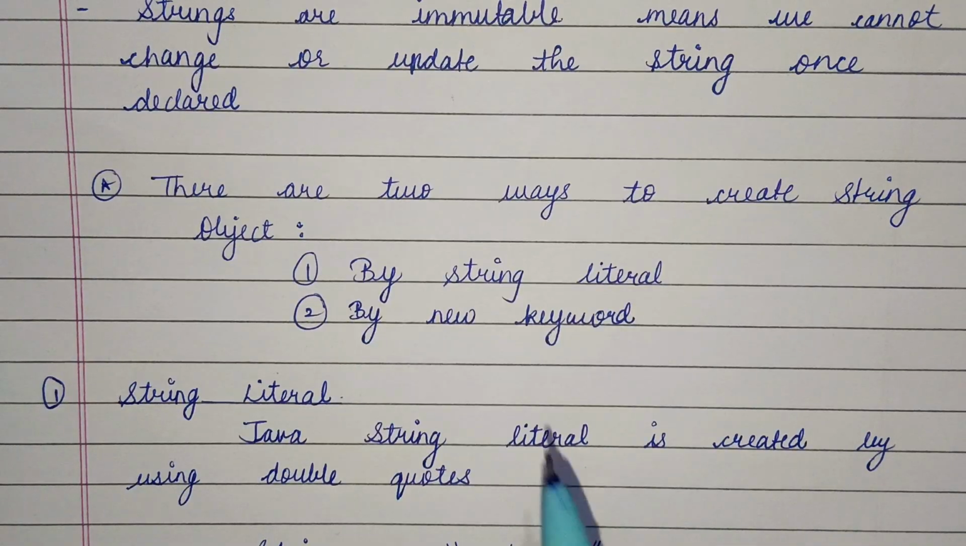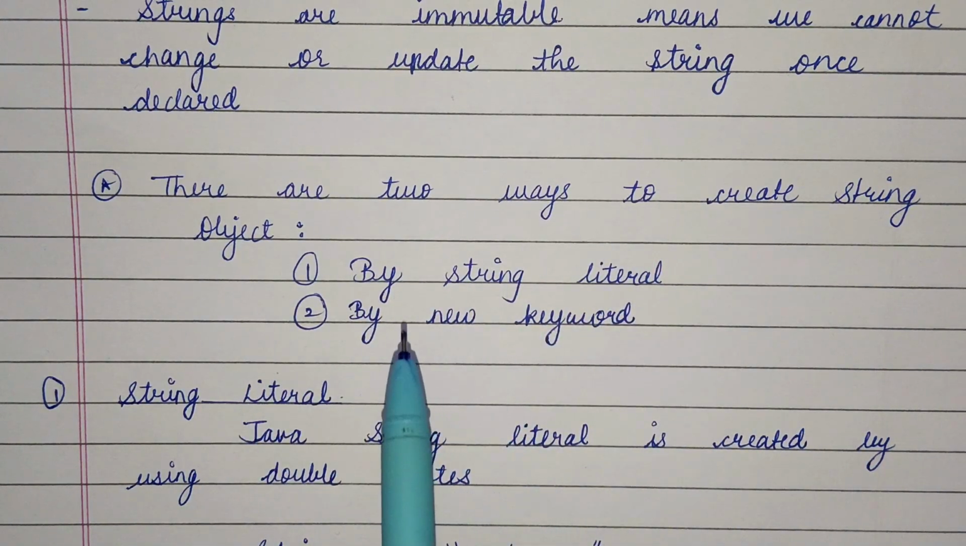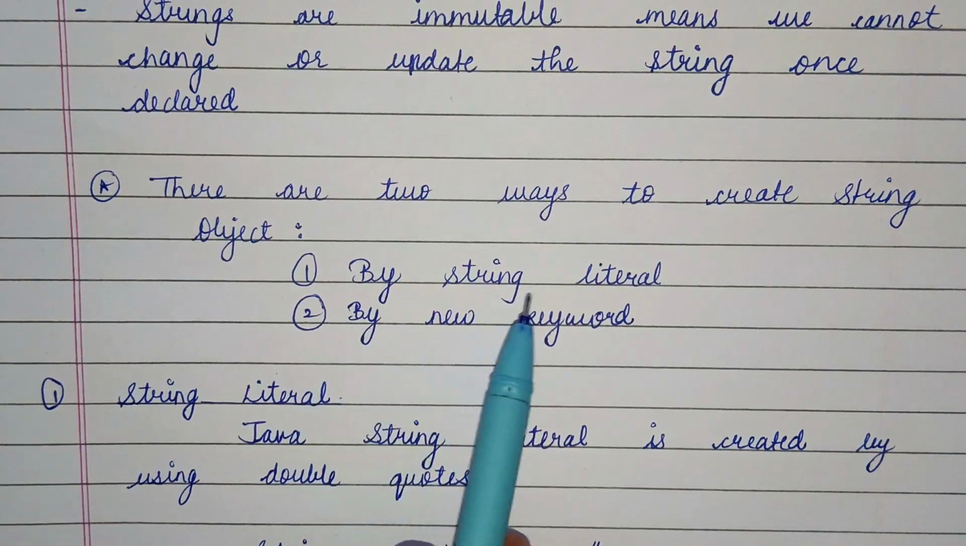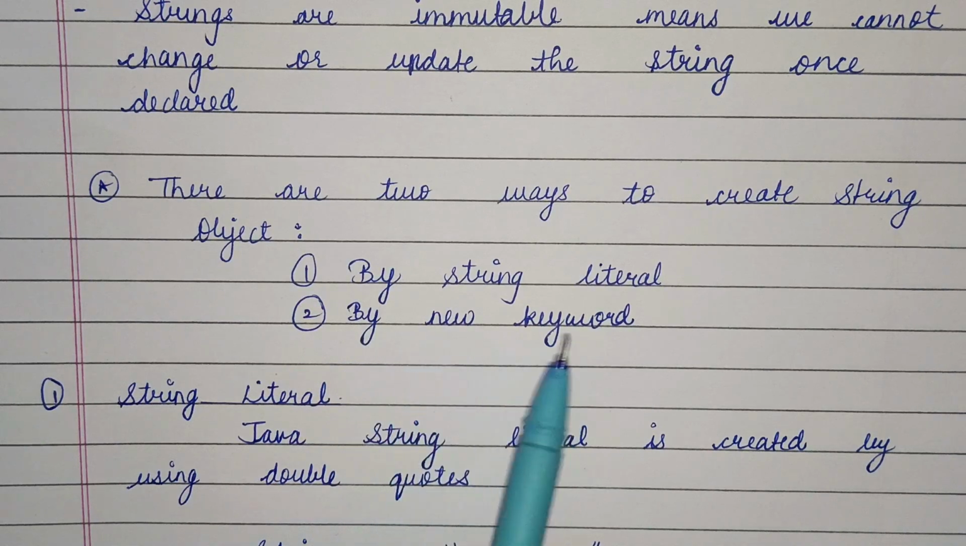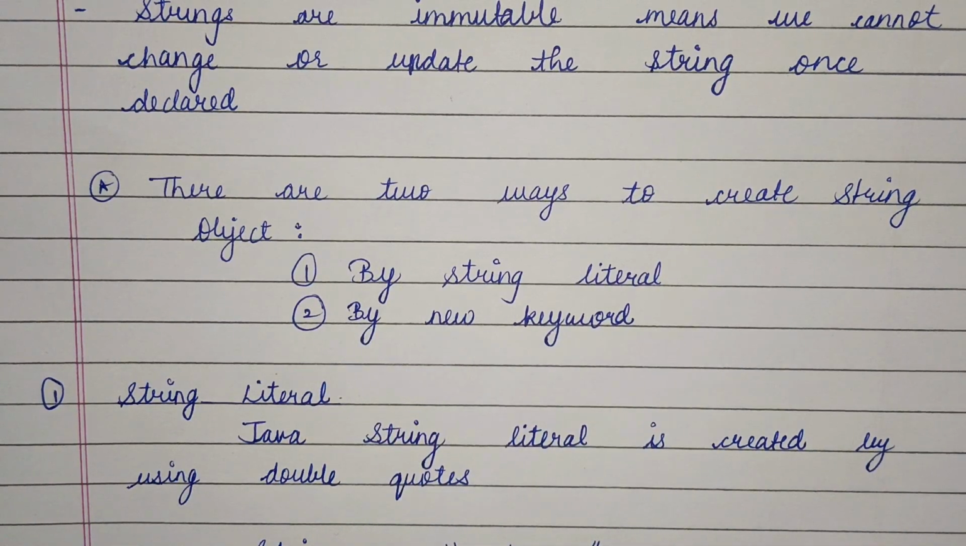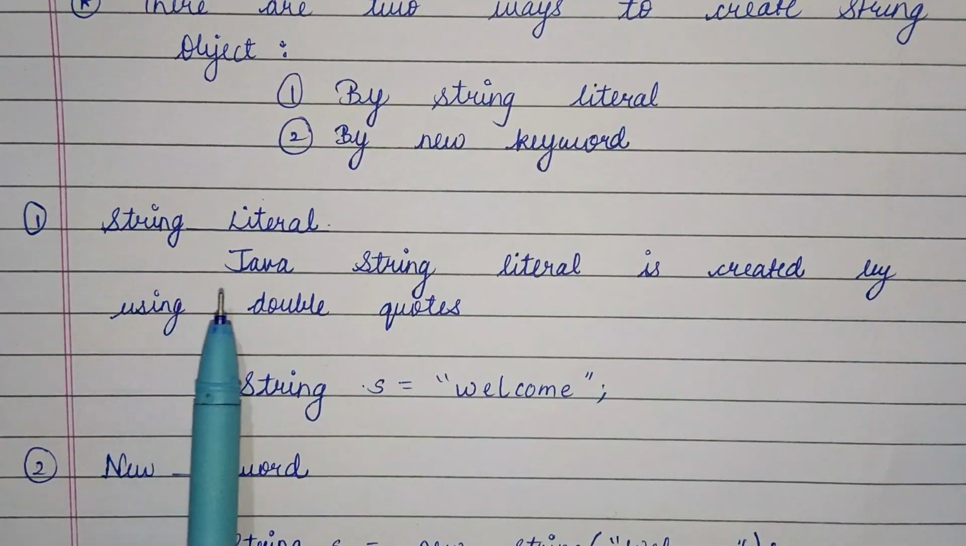How to create a string object? There are two ways to create a string object. The first is by string literals and the second is by the new keyword. So let's see the first, string literals.